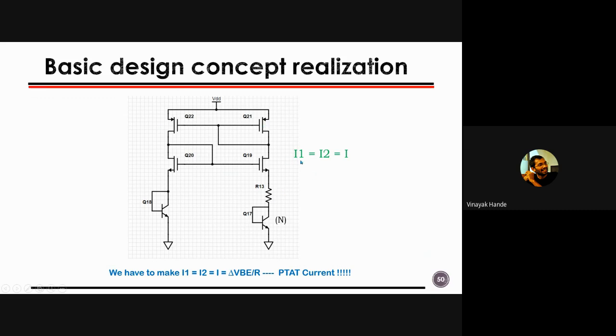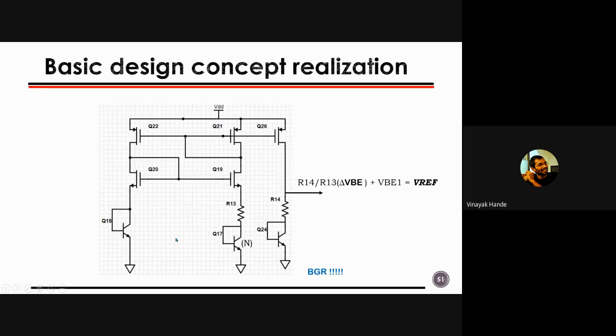And I can say I1 is equal to I2 is equal to I, because this loop itself will make sure that I get I1 equal to I2 equal to I. And this is nothing but a p-type current I can design. And once I know how to design a p-type current, I just know how to design a band gap based voltage reference as well. Right, then this is a conventional band gap based voltage reference.